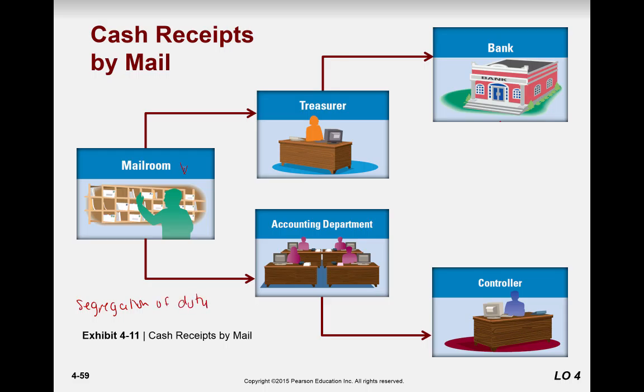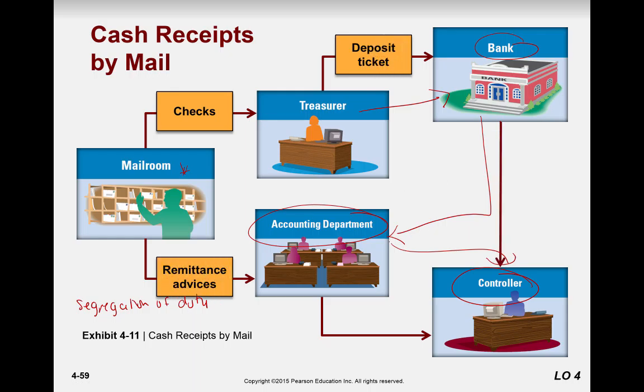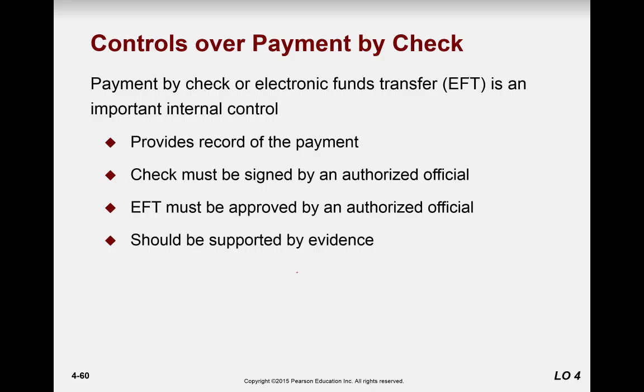So here, for cash receipts by mail, this is where the segregation of duties comes in. Whoever gets the mail is different from who's giving it to the bank, who's also recording it, and who's also checking. So usually the person that gets it, possibly the treasurer, goes to the bank. Then the accounting department gets that deposit ticket and records it, and then the person that checks it is your controller, the checks and balances. So the checks are given to the treasurer, who deposits them, who in turn gives it to the controller. The remittance advice is given to the accounting department. They record it, and then the controller checks that debit to cash.